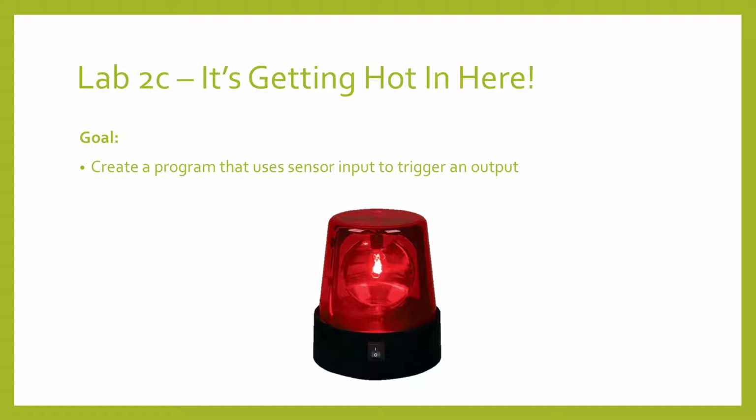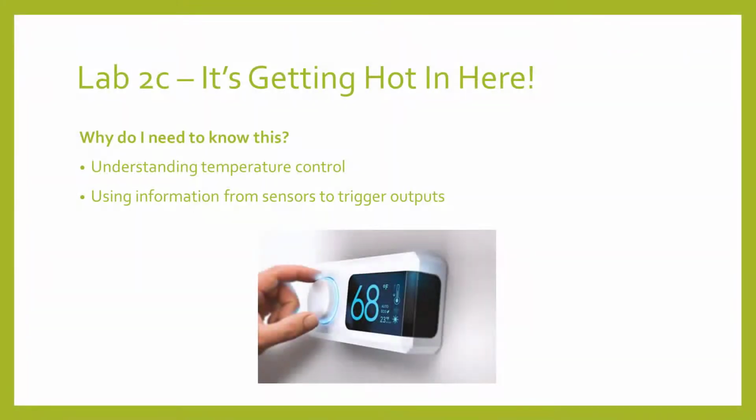In this case, we'll be turning on an LED when the temperature gets above some temperature and turning it off when it falls below some temperature. One thing that we'll be learning from this is how temperature can be controlled. If you remember, if you can turn an LED on, you can turn anything on.